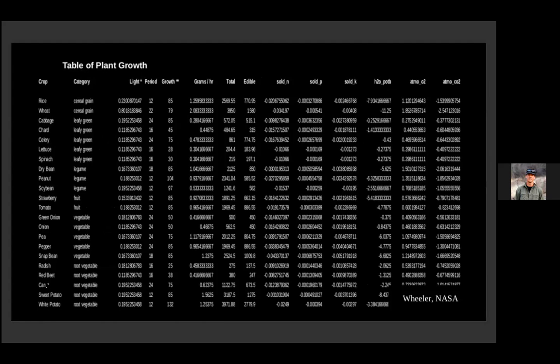So again, working with Ray Wheeler's research, we have 22 plant cultivars, and we took his research and defined it again as individual agents, one for rice, for wheat, for cabbage, for chard, for celery. We have the starting weight of the seeds. We have the final weight of the harvested material. We have nitrogen, potassium, phosphorus, water vapor, atmospheric oxygen, and carbon dioxide. And again, each one of these is simulated on an hour-to-hour basis in this simulation agent.